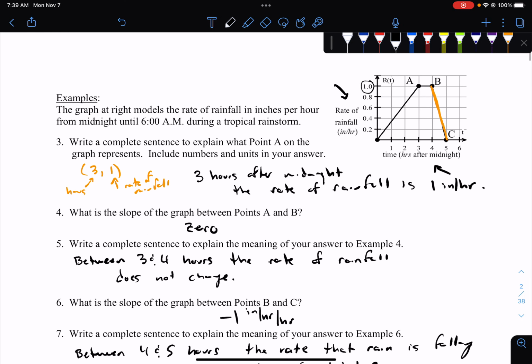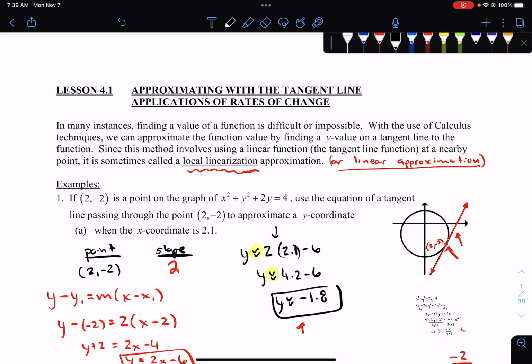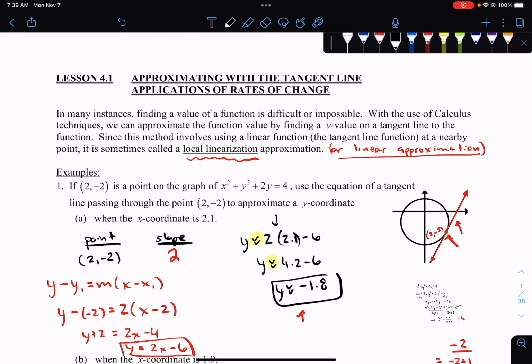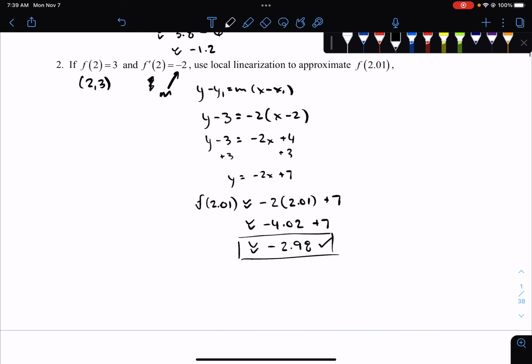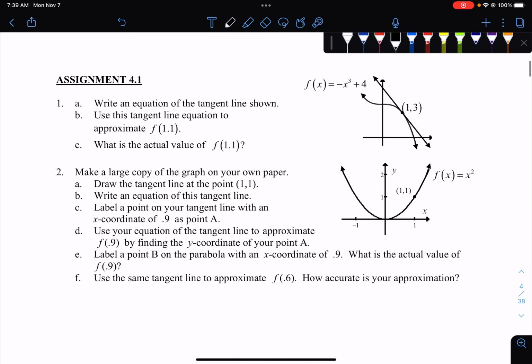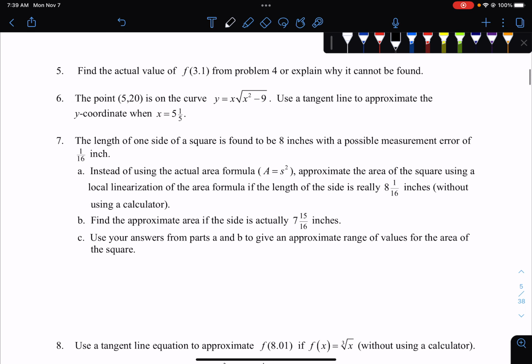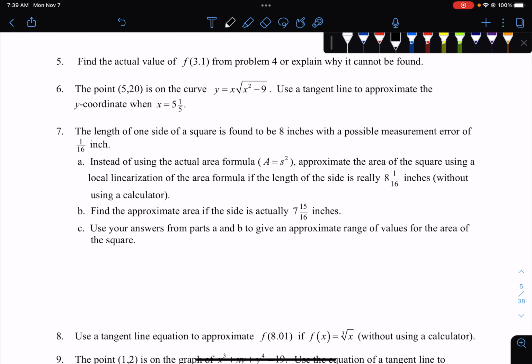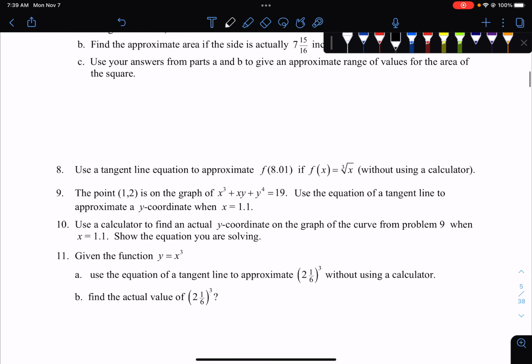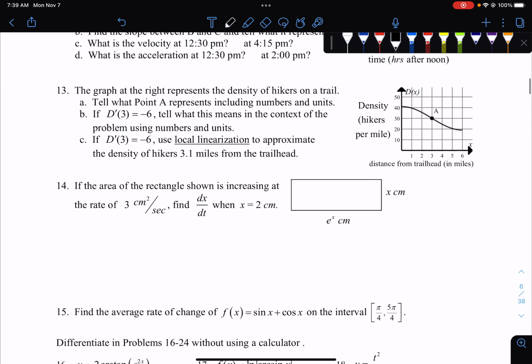Not a lot of examples because it's not a huge topic. Linear approximations are important. You're going to use them. They're going to show up on the test, but it's not a complicated process. You should be able to handle the math pretty easily. So on the homework, assignment 4.1, I don't think there is anything that you need to skip. I'm just browsing through really quick. I think you're good to do all the problems on 4.1.